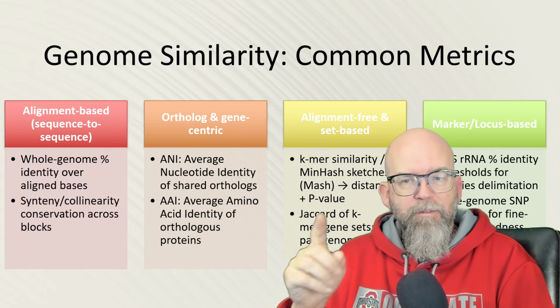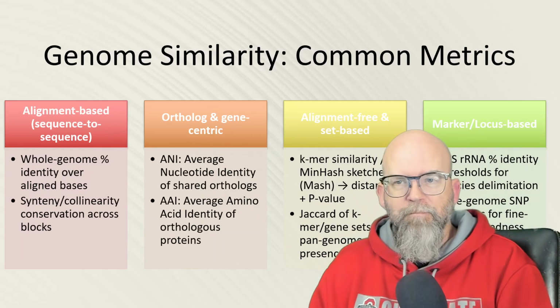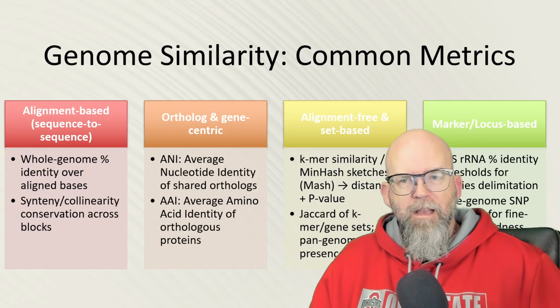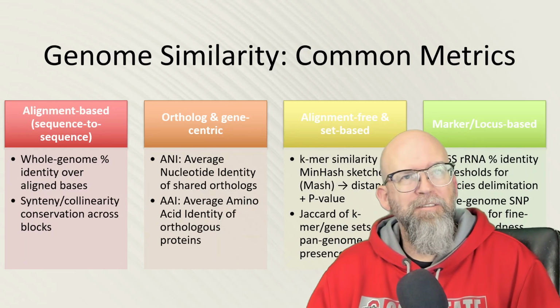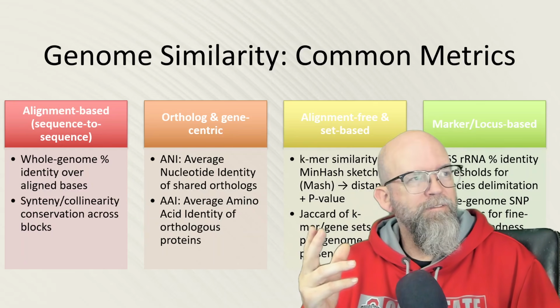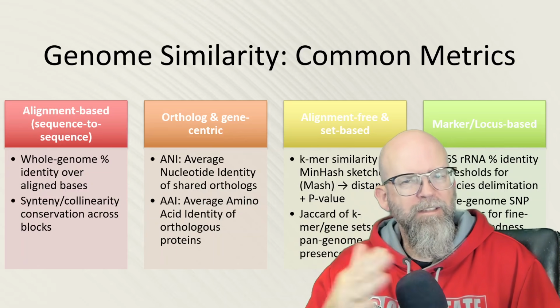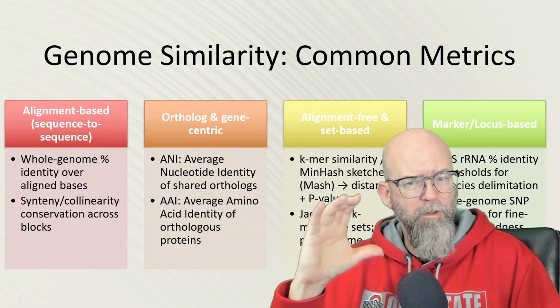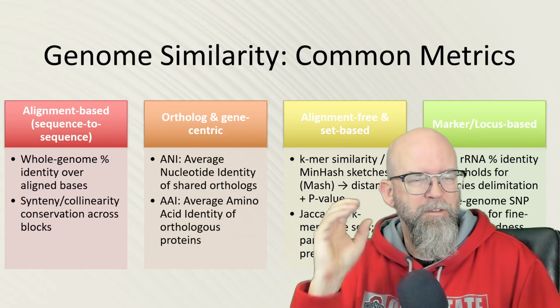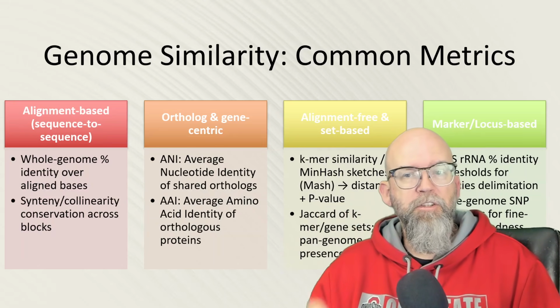And so the last one over here, this little green box, marker locus-based method, is one that I've often mentioned on this channel because it's a convenient way of taking a quick look at how similar two things are to each other. And the locus, in this case, could be the whole mitochondrial genome, but that's small compared to the nuclear genome. But you could take just one gene.